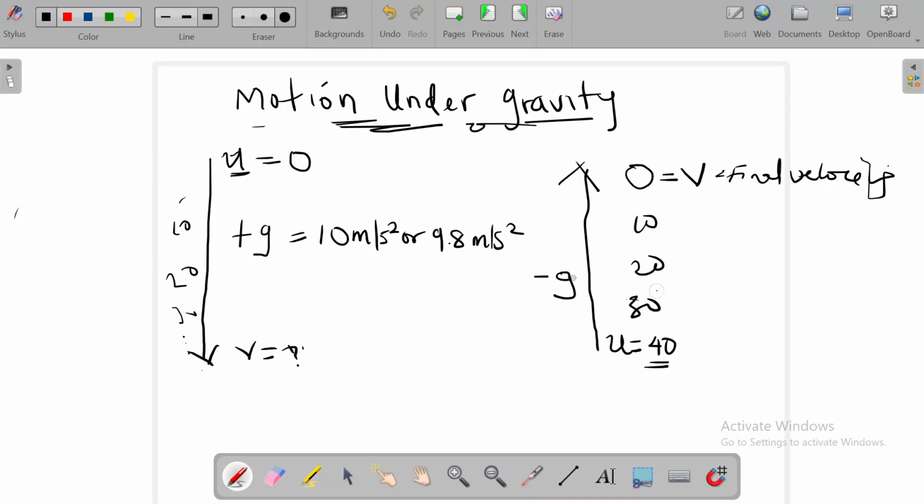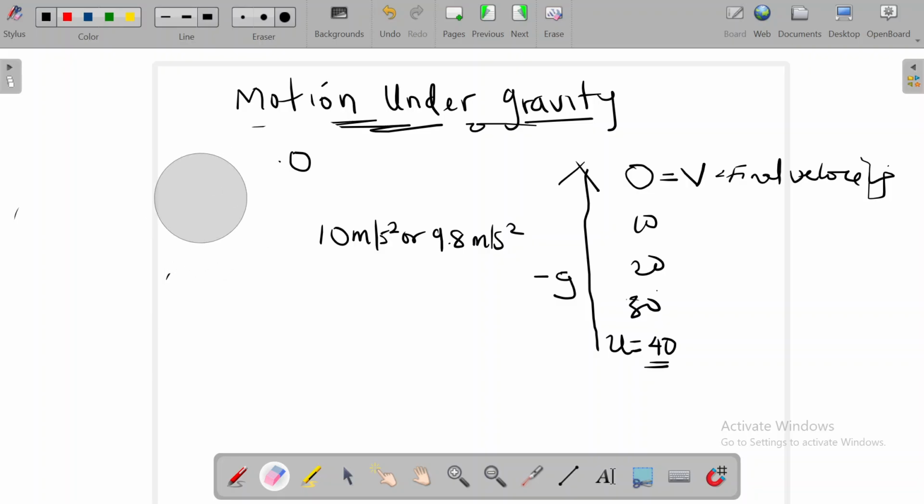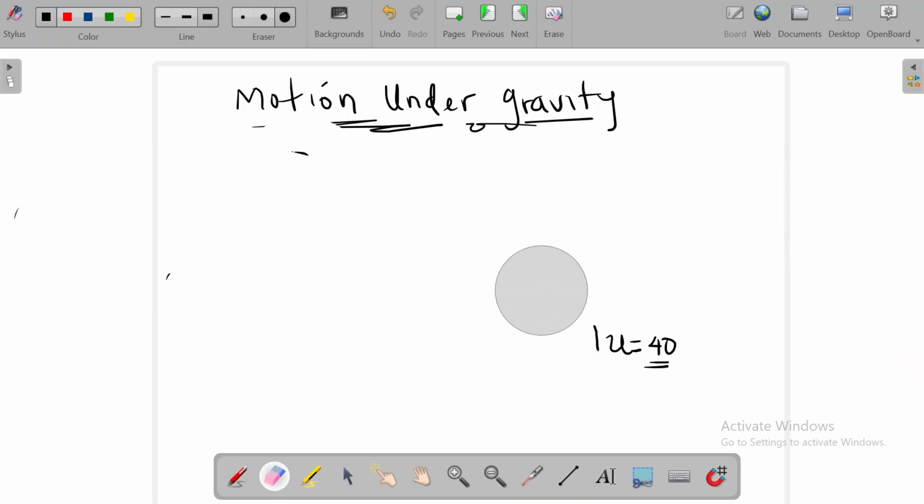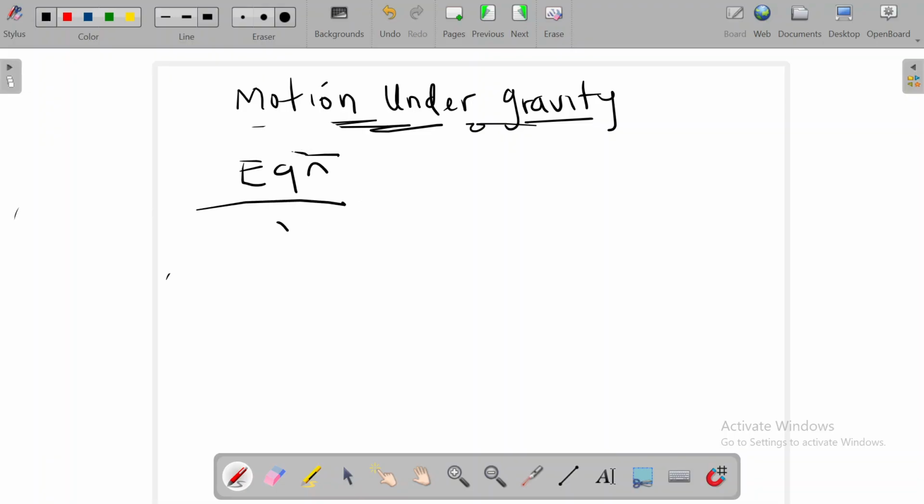These two diagrams are things you should take note of, and you can solve most questions under motion under gravity. So there are some equations you should take note of. Let me write that on a clean sheet. What are these equations? One, V is equal to u, it could be positive or negative, depending on the direction of the object, gt.